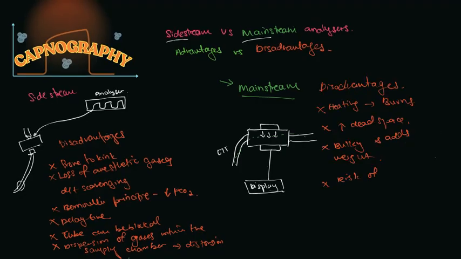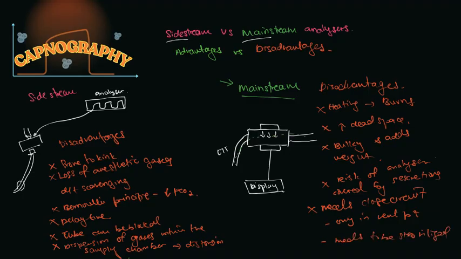The disadvantages of mainstream analysis: because it requires heating to a significant temperature, 41 degrees Celsius, there is risk of burn inflicted on the patient. Mainstream analysis contributes to increase in dead space. They also are quite bulky, and it adds to the weight of the ETT. There is also a risk of the analyzer being completely covered by secretions because the sampling chamber is connected in series with the ETT. So whatever is coming out of the ETT can block or contaminate the sampling chamber.